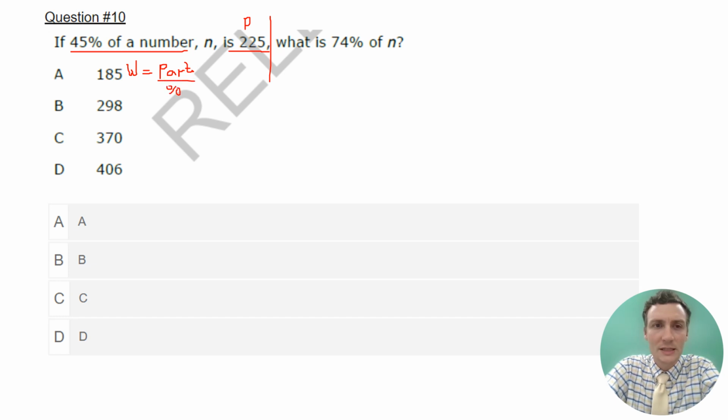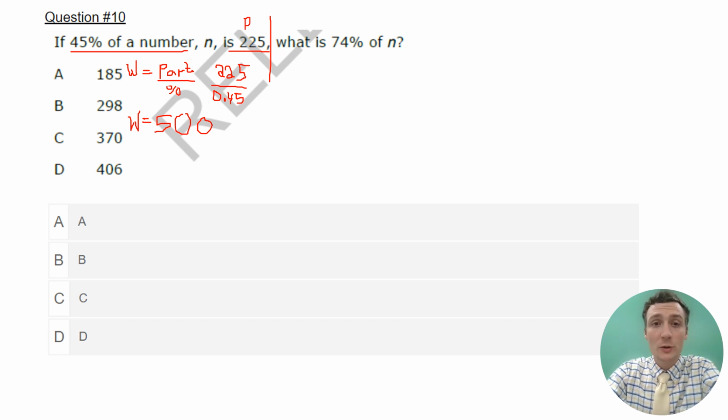Now my part is equal to 225, and my percent equals 0.45. Now when I divide this, I get exactly 500. That means my whole here is 500. Okay, that's a lot. Now my second part here is saying, what is 74% of 500?